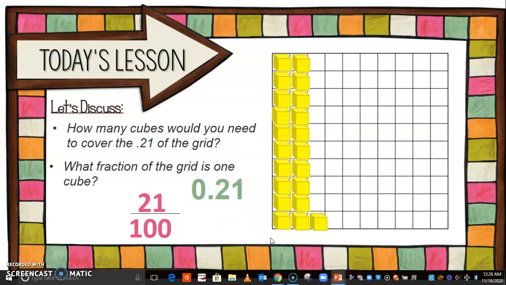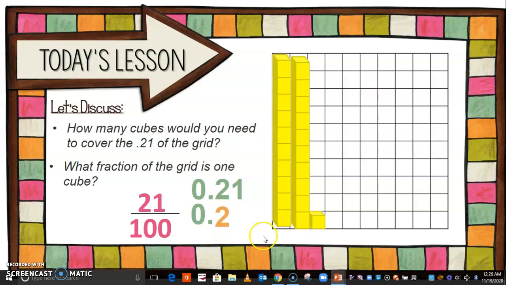How about 21/100ths? I've got my 21 individual cubes. If I want to change my picture, what would I need to trade? Yeah, I still have 0 wholes, but I'm going to trade in for 2 tenths. I still have my 1/100ths, 21/100ths, right?